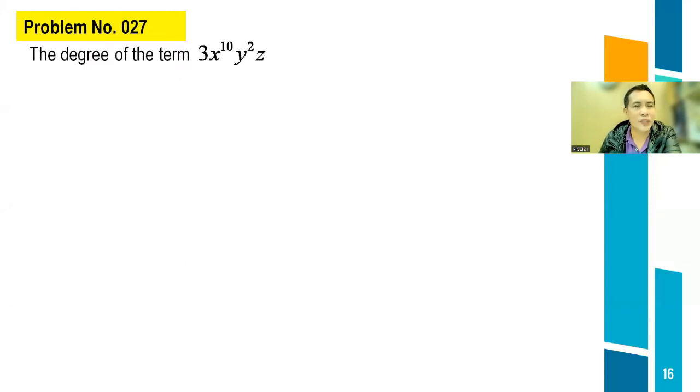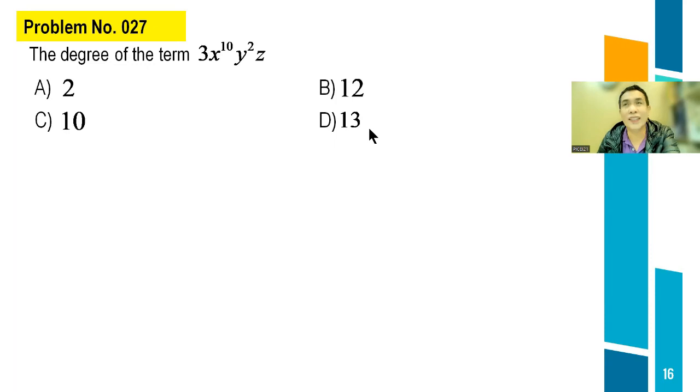The degree of the term 3x raised to 10 y squared z. Again, the degree of the term 3x raised to 10 y squared z raised to 1, or z. The choices are A 2, B 12, C 10, D 13.